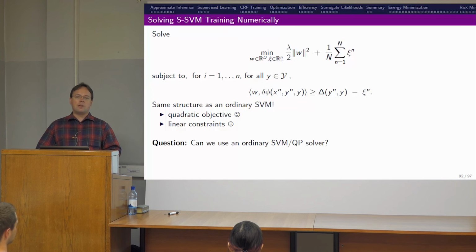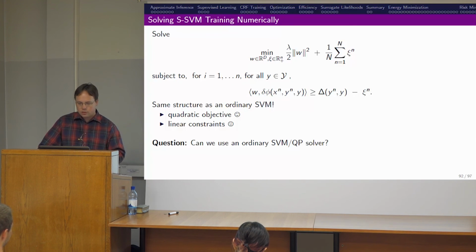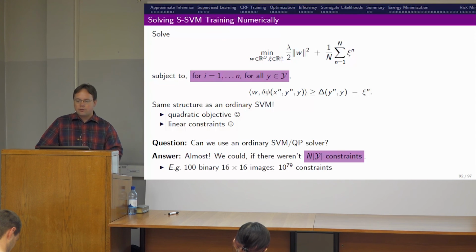Can we just plug this into an ordinary solver? Well, we could. The problem is the number of constraints will kill us. If you have 10 to the 50 different constraints, you cannot even write them down, and much less can you feed them to an optimization package. So you cannot just feed them into an ordinary solver, but you can build your own that has very similar properties.